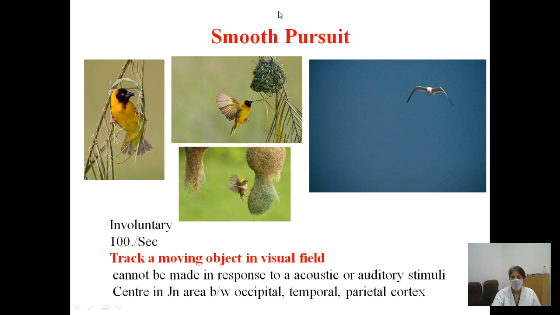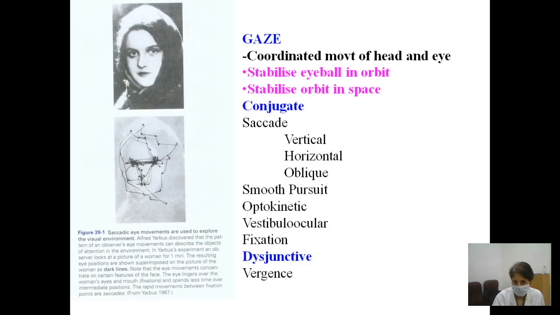The center for the smooth pursuit movement, just like you had the frontal eye field there, is the junctional area between the occipital, temporal and parietal cortex. In the books this area has been named the middle temporal and medial superior temporal area, but it's nothing but the anterior part of the occipital, the posterior part of the parietal cortex, and the junctional area with the temporal cortex. So we've seen what a saccade is, what smooth pursuit movements are, and then you have optokinetic movements and the vestibulo-ocular movements. We've also seen what fixation is.